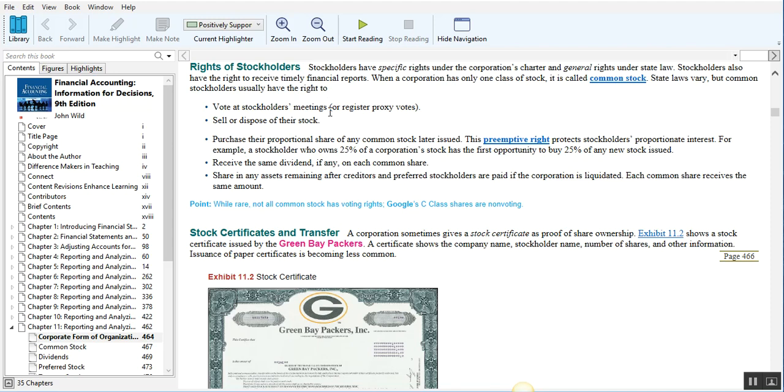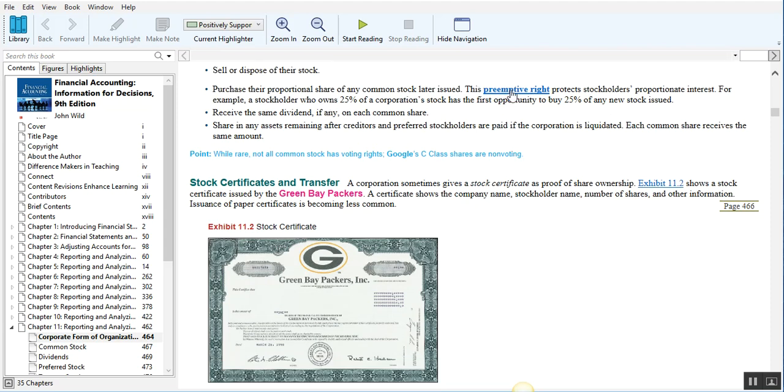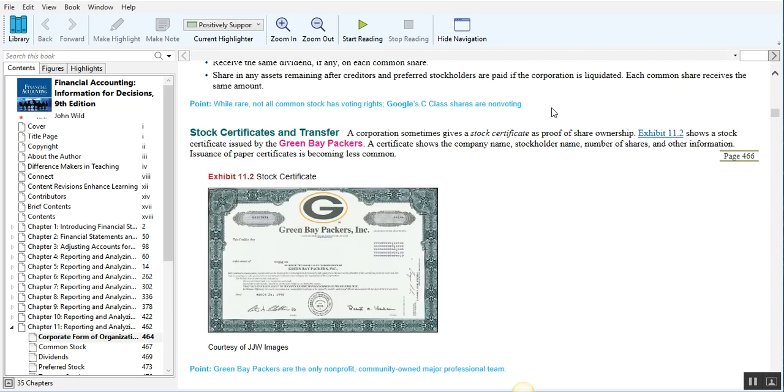As a stockholder, you have a right to vote at an annual meeting. If you own common stock, you can sell or distribute the stock to whoever you please. You have a preemptive right to purchase as many shares as necessary to keep the percentage of ownership you have. The example here is somebody has a 25% share of a stock. When the corporation issues additional shares, that person has an automatic right to buy up to 25% of any new stock that's issued so they can maintain that 25% ownership. They receive the same dividend on all stock, and they share in any assets that may remain after the corporation is liquidated.